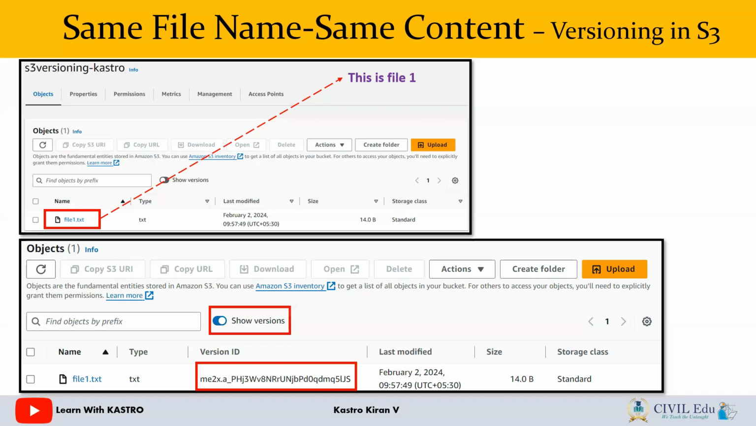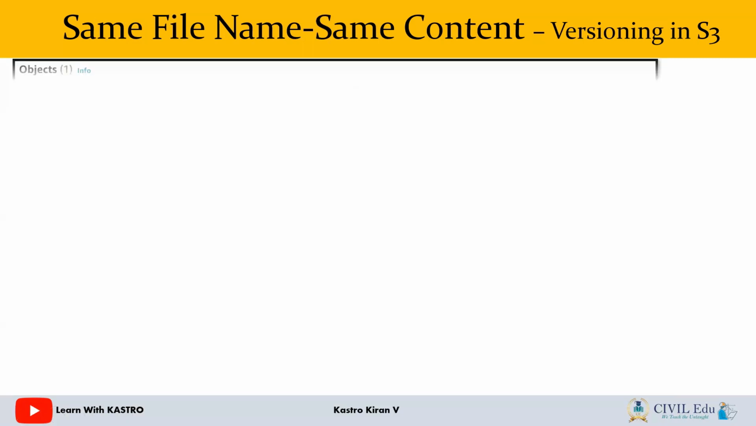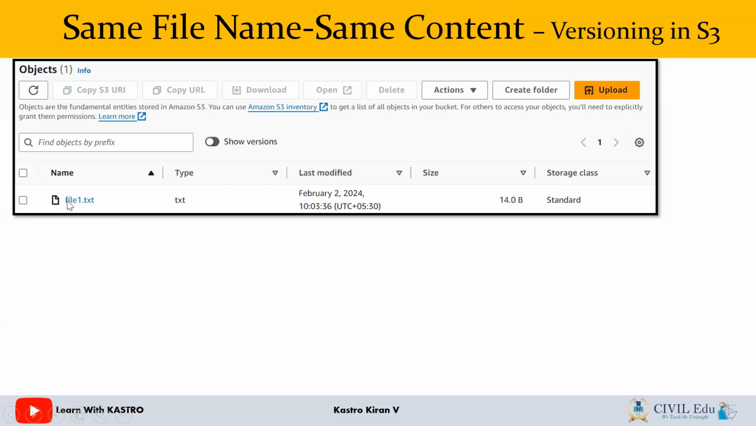Now, the first time when I was uploading the file file1.txt, that file was uploaded at 9:57. Remember, this time is important for us to understand the scenario. Now, I will upload one more time a file with the same name, that is file1.txt. In this file1.txt, I have the same content as in the previous scenario, that is, this is file1. That is the content available in file1.txt. I uploaded this file at 10:03, on the same date.